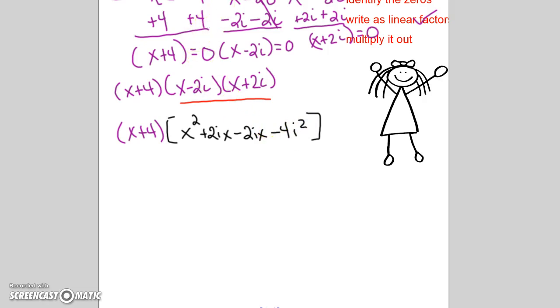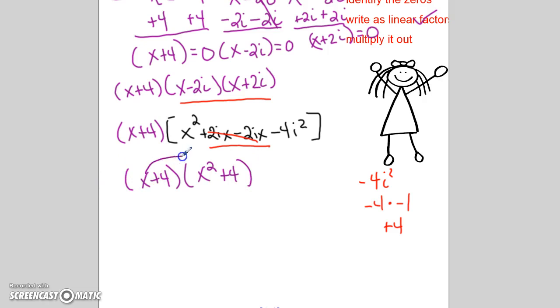I know you're saying, hey, we have to do something with that. We do. First things first, combine like terms. A plus 2ix and a minus 2ix go to 0. Here's my side work: minus 4 times i squared is minus 4 times a negative 1, which becomes a positive 4. So now I'm left with something a lot easier to multiply. I get x plus 4 times x squared, remember that went to 0, simplified to plus 4.